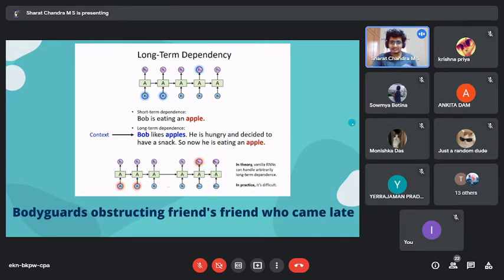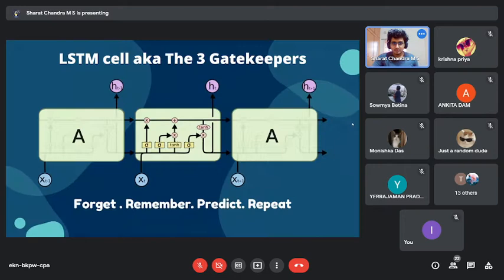And this is again like our story analogy. Bodyguards are obstructing a friend's friend who came late. That is very awkward and not something that should be happening. So that is where we come to LSTMs.